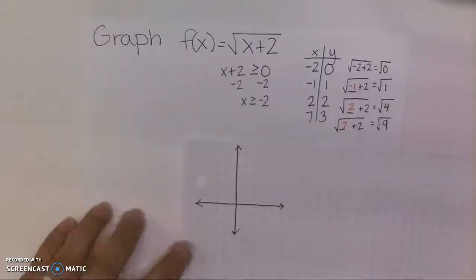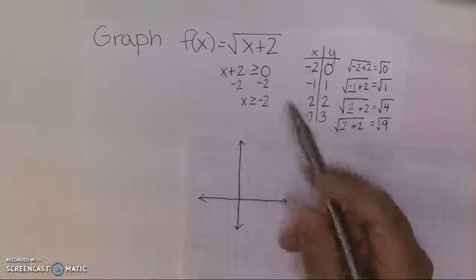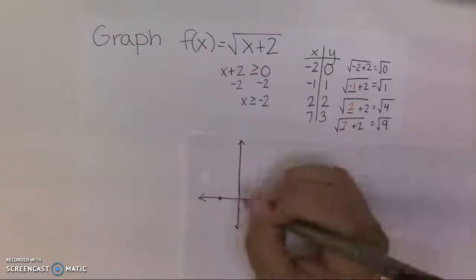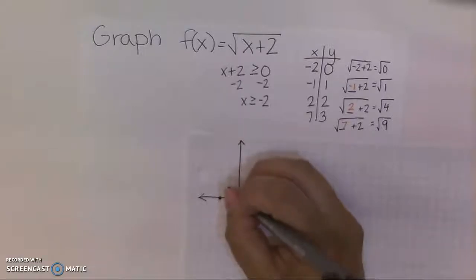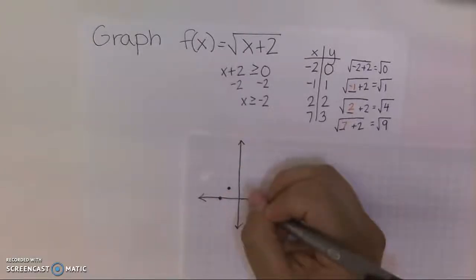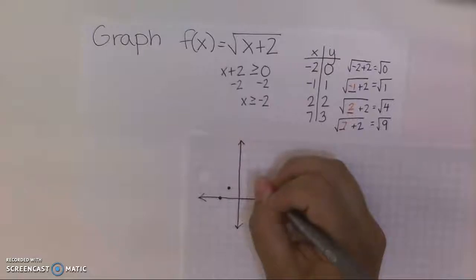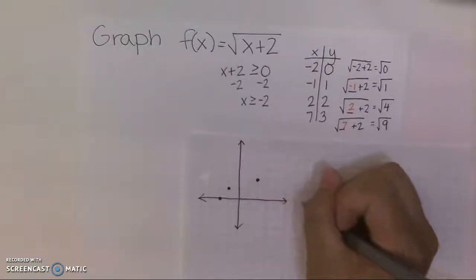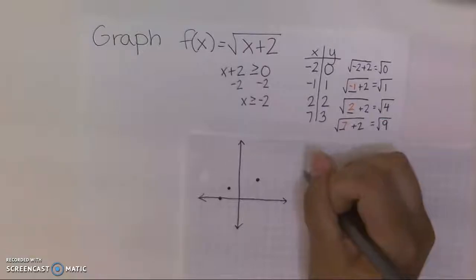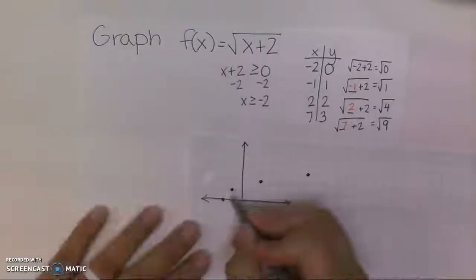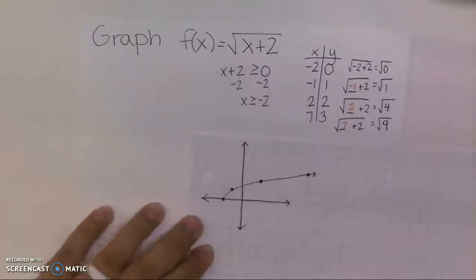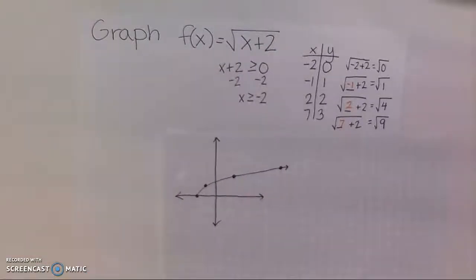So we're going to look at this graph now. So I'm going to plot my ordered pairs from my table. So negative 2, 0. Negative 1, 1. 2, 2. And lastly, 7, 3. There you go. There is your square root function.